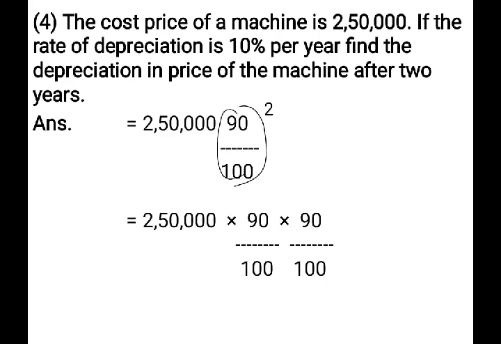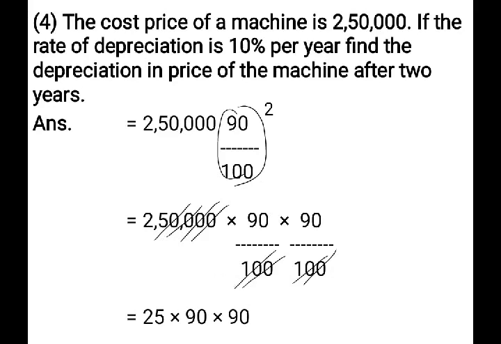Cancel all 4 zeros on numerator and denominator. Like this way. After cancelling all 4 zeros on numerator and denominator, then you have to write multiplication form. That is 25 multiply by 90 multiply by 90. First we will multiply square of 90.